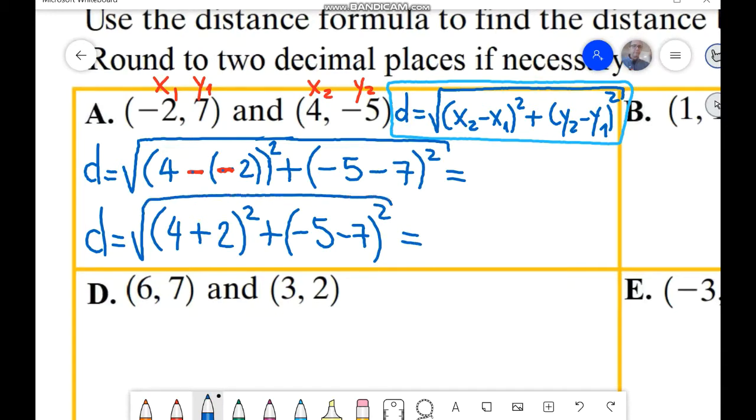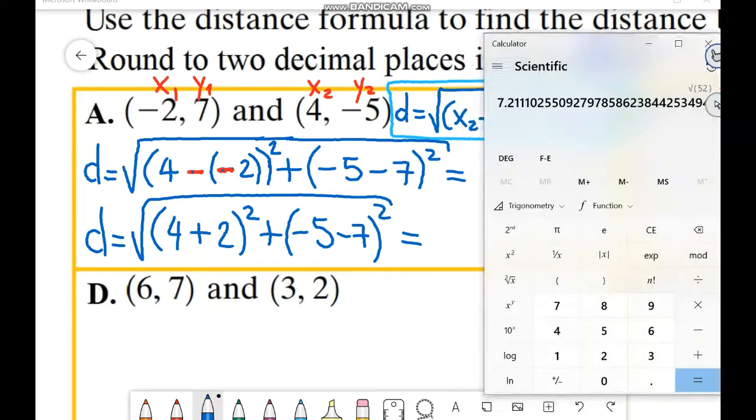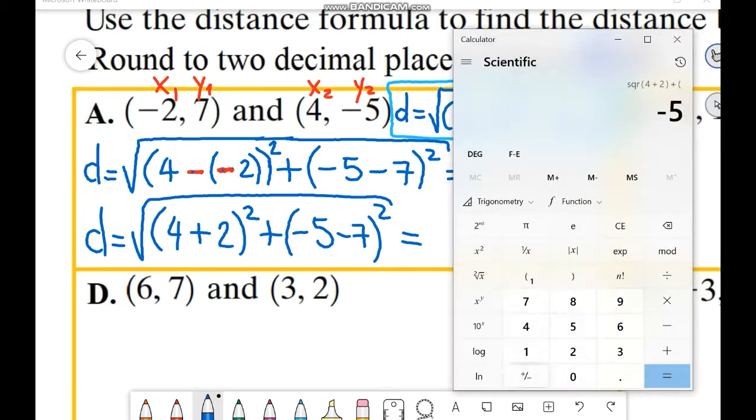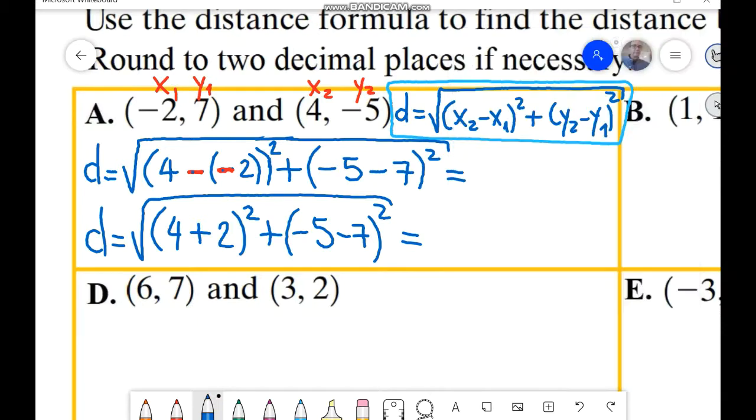Now let's use the calculator to find the answer. Parentheses, 4 plus 2, close the parentheses, squared, plus, parentheses again, negative 5 minus 7, close the parentheses, squared, and the total of this is 180. Press the button of the square root, and you're going to find the final answer, 13.42. 13.42 is the final answer for letter A. Okay.